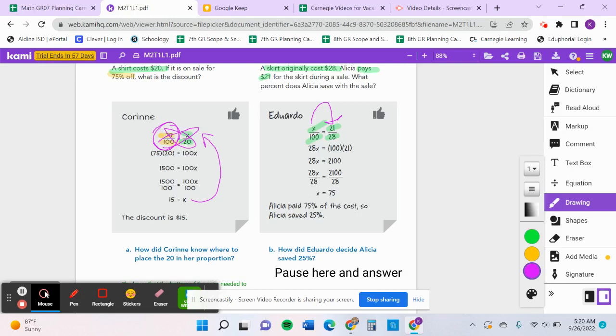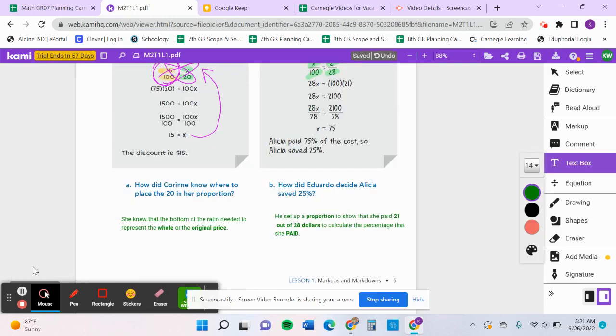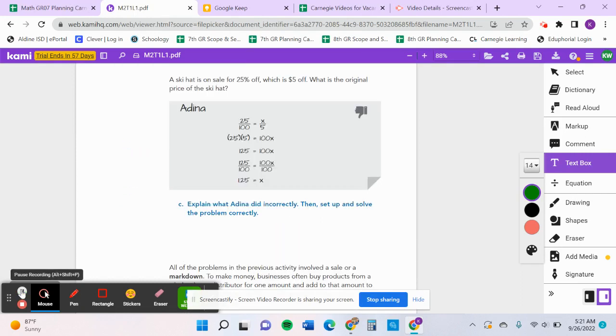Go ahead and pause here and answer question B. For B, I just said he set up a proportion to show that she paid $21 out of $28 to calculate the percentage that she paid. Now let's move on to C.